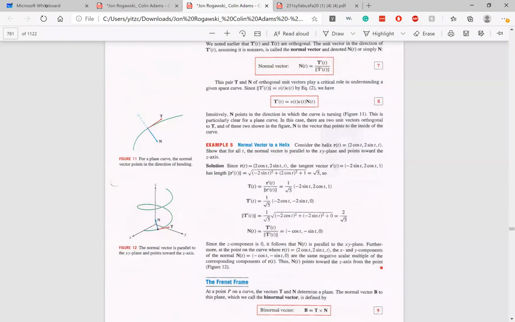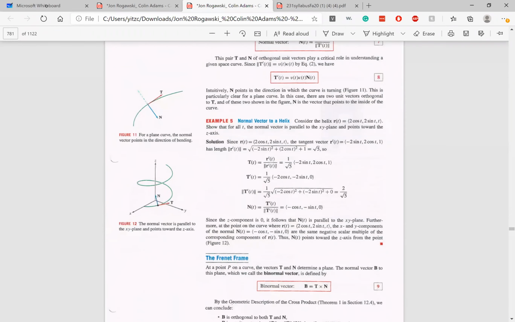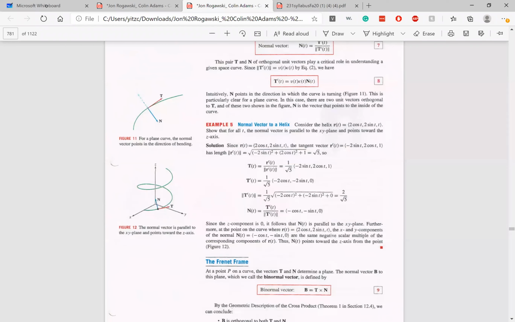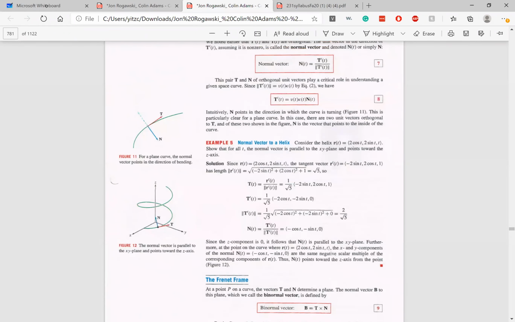So this would be the unit tangent vector. And this is the derivative of the unit tangent vector, which we need in order to figure out the normal vector. You need to take the derivative of the unit tangent vector. So here's the derivative, and here is the magnitude of that derivative. And you can get your normal vector by putting one and dividing it by the other. Okay. Any questions?